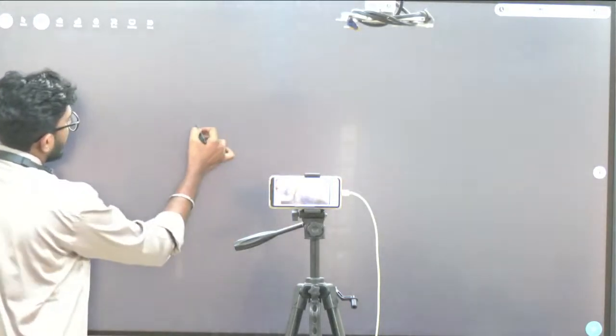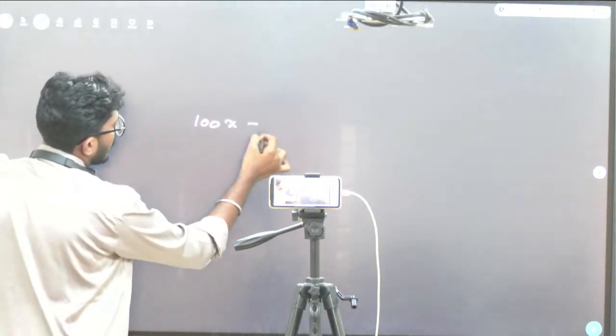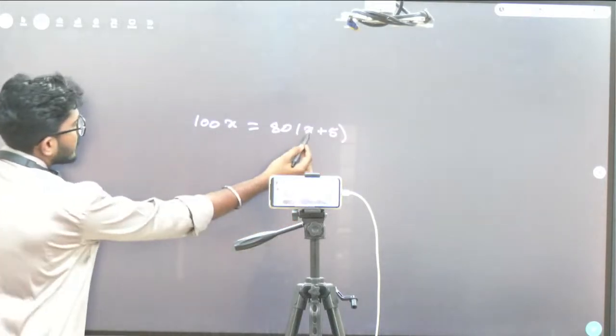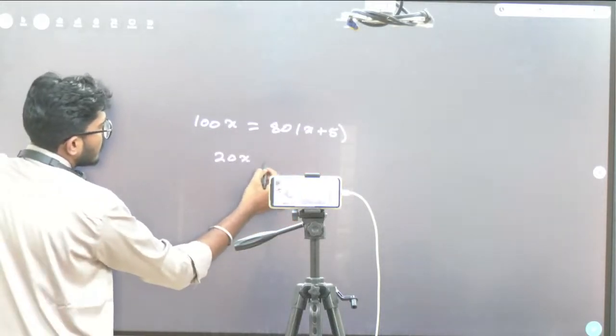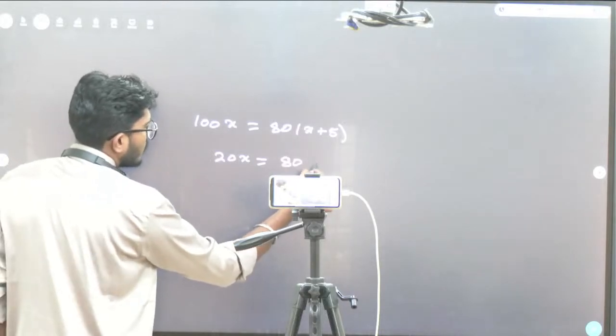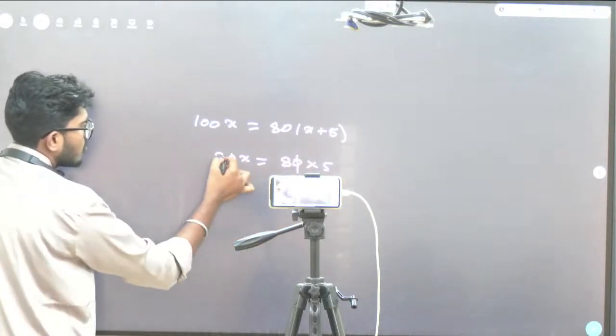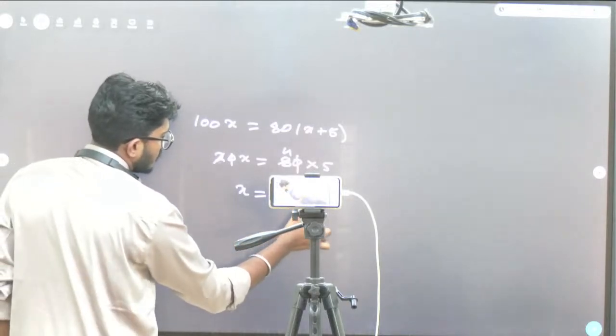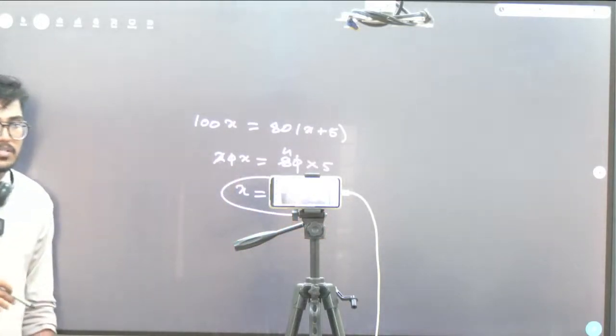See, 100x is the initial quantity of x. Now 80 into x plus 5 extra. Now multiplying, 100x and 80x will be directly 20x. 80 into 5 directly. 80 into 5, right? 400. So x equals 20. Means the original quantity is 20 kg.